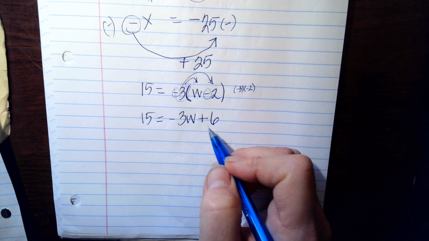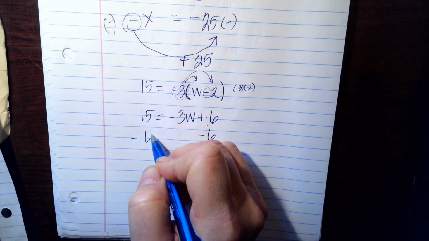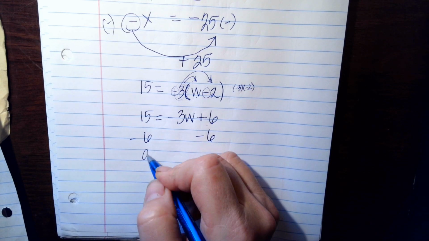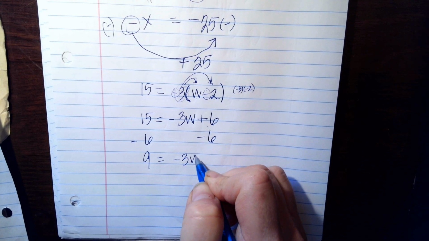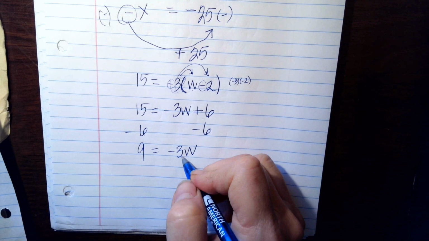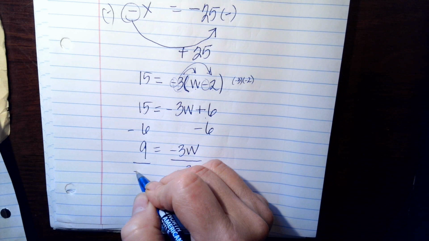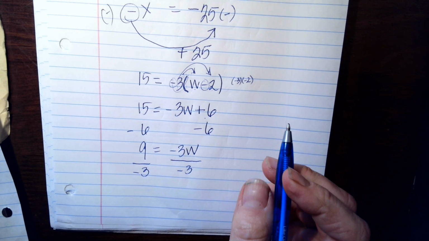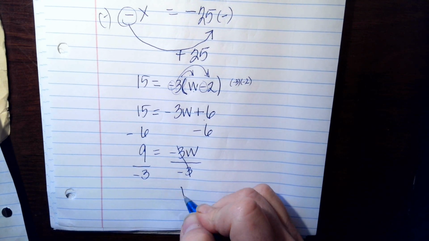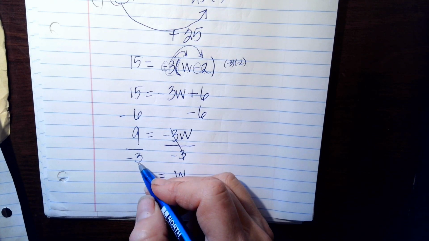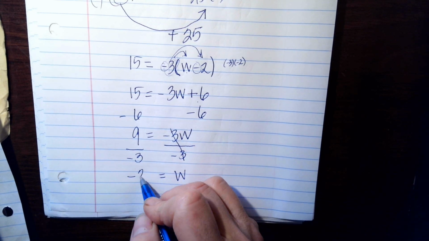They're adding 6, so we subtract 6. Anything we do to one side, we do to the other. 15 minus 6 is 9 equals negative 3w. Then they're multiplying, so we divide by negative 3. Anything we do to one side, we do to the other. What's left on this side is w. What's left is 9 divided by negative 3 is negative 3.